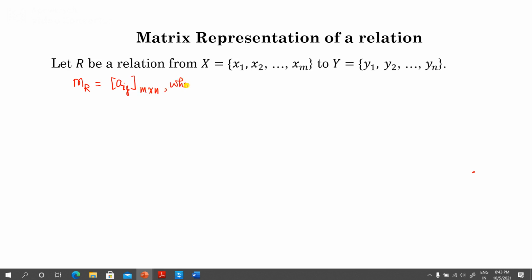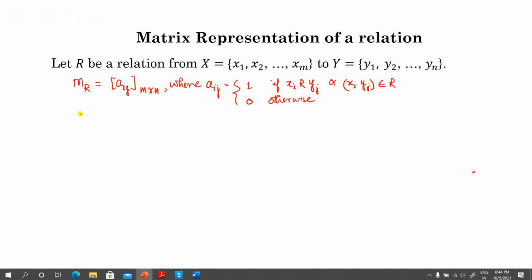Now, aij is equal to 1 if xi is related to yj, or you can say (xi, yj) belongs to R. The value of i will lie between 1 to m and j between 1 to n. So aij is equal to 1 if xi is related to yj, 0 otherwise. In this way you can write the elements of the matrix.